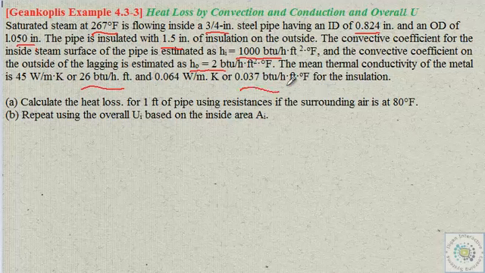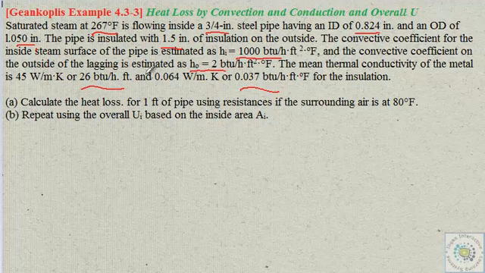In this case, we are simply asked what the heat loss will be per 1 foot of length of pipe if the surrounding air is at 80 degrees Fahrenheit. And in part B, we're asked to recalculate the problem using the method of the overall heat transfer coefficient based on the internal area.